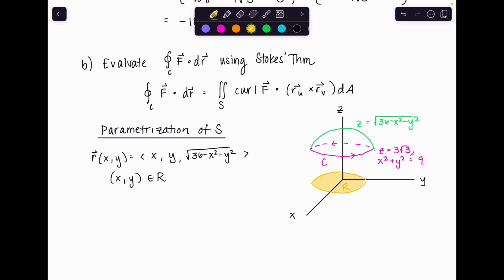All right, so now we need to figure out these partial derivatives. And again, you've done this a bunch. That's 1, 0. This will end up being negative x over the square root of 36 minus x squared minus y squared. The partial with respect to y is analogous, but 0, 1, and then negative y over that same square root.